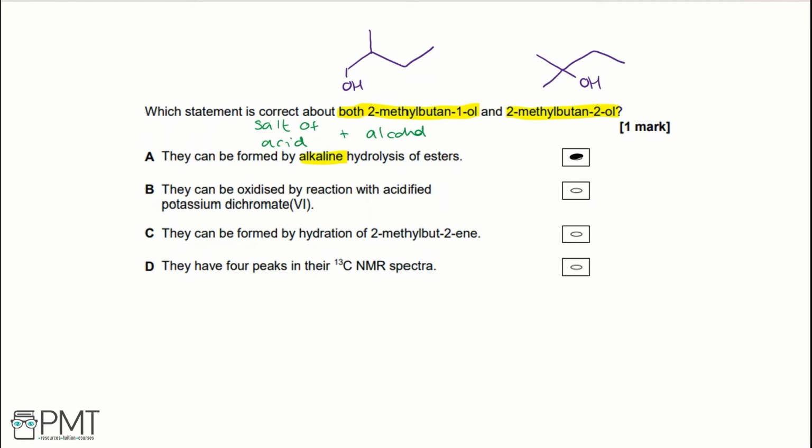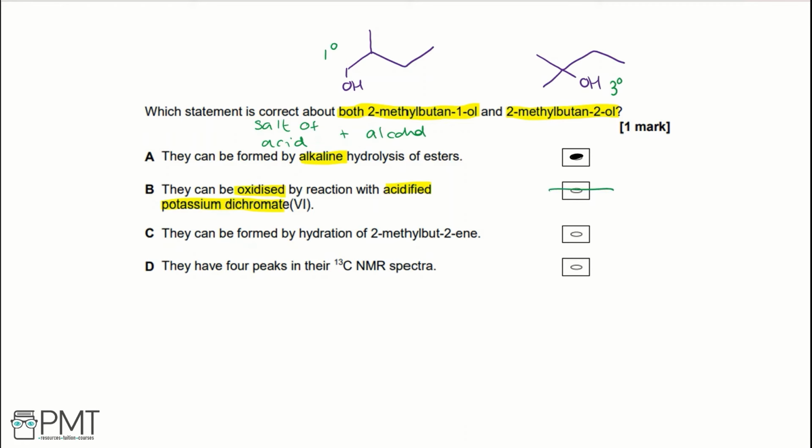B: they can be oxidized by the reaction of acidified potassium dichromate. So we need to look at if they're primary, secondary or tertiary alcohols. 2-methylbutan-1-ol is a primary alcohol, and then 2-methylbutan-2-ol is a tertiary alcohol. Tertiary alcohols can't be oxidized, so our answer can't be B.